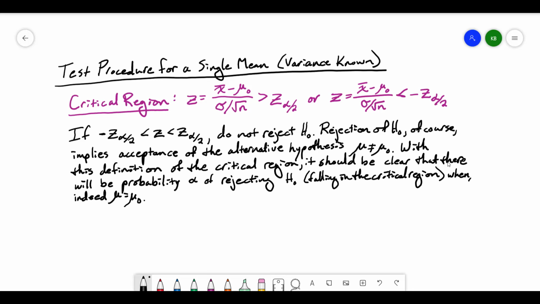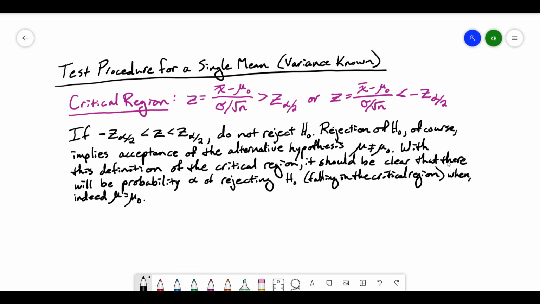Now, let's take a look at the test procedure for a single mean, where we know the variance. Now, we can use the central limit theorem as long as our random sample is large enough. So, in that case, we can define a critical region where we have a z-value that's equal to the mean of our sample minus the mean that is hypothesized for the population by our null hypothesis, divided by the standard deviation of the population that we know from the variance of the population, divided by the square root of the sample size. Now, our critical region is defined by that z value being greater than z sub alpha/2, or less than negative z sub alpha/2.